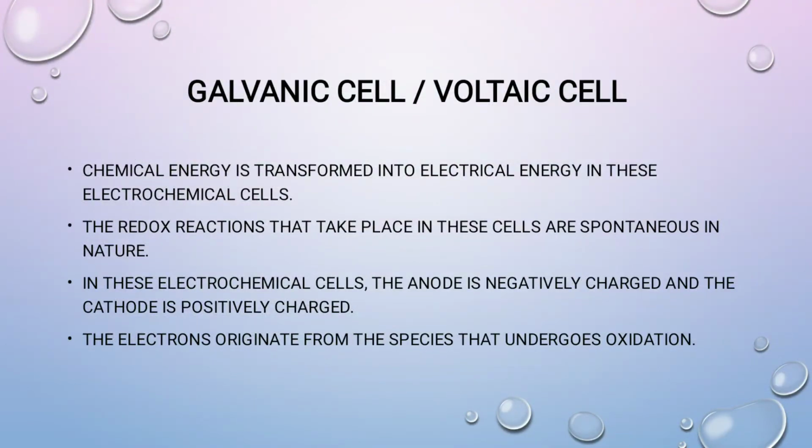So galvanic cell. Chemical energy is transformed into electrical energy in these electrochemical cells. The redox reactions that take place in these cells are spontaneous in nature. In these electrochemical cells, the anode is negatively charged and the cathode is positively charged. The electrons originate from the species that undergoes oxidation.